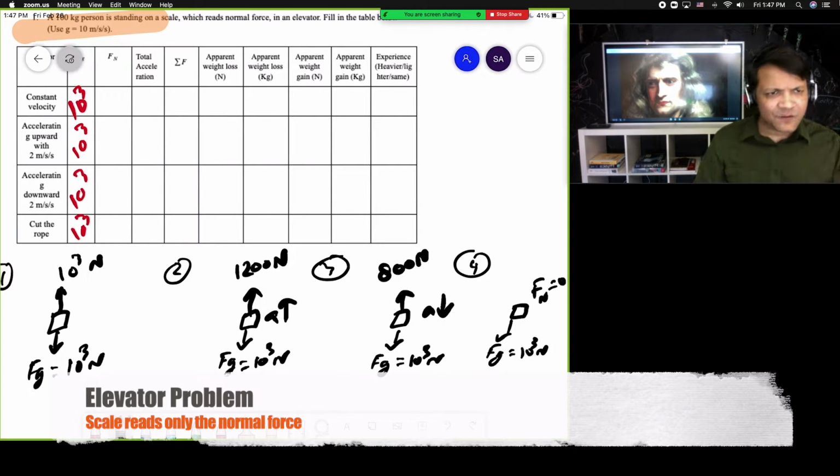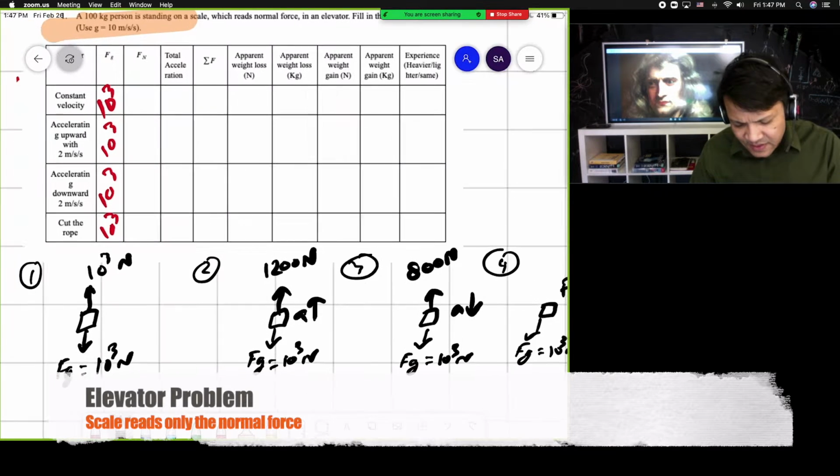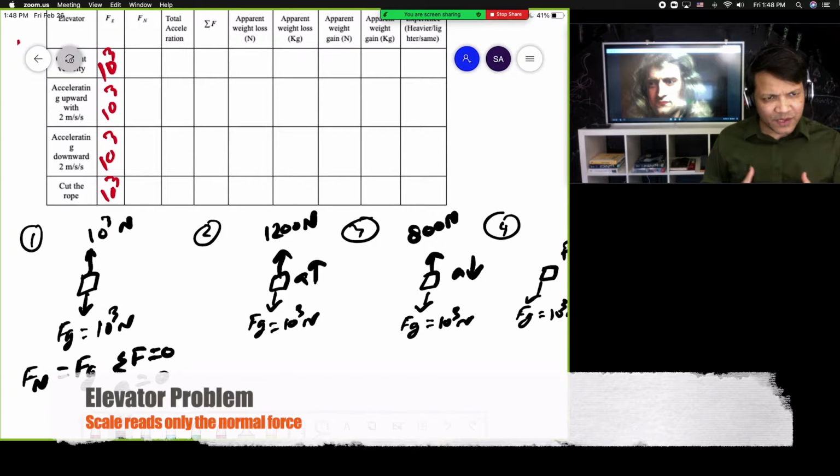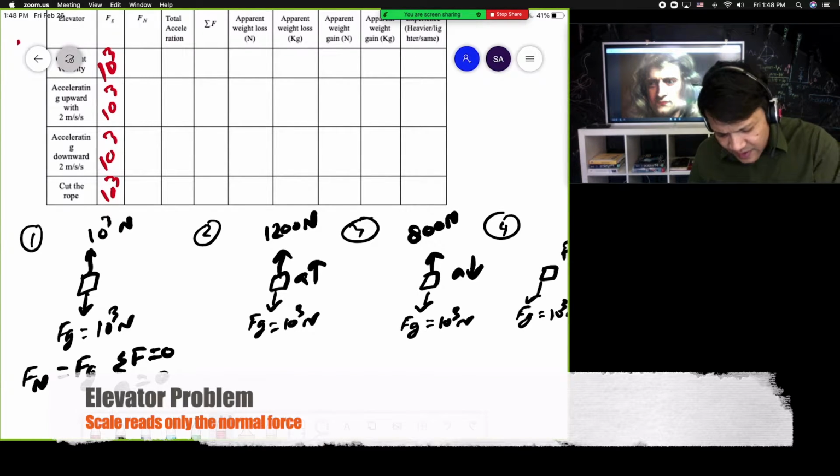Now let me help you understand why this is the case. For this one, Fn is equal to Fg, because the net force is 0, because the acceleration is 0. So there is no apparent weight gain or loss. The normal force is going to be the same.